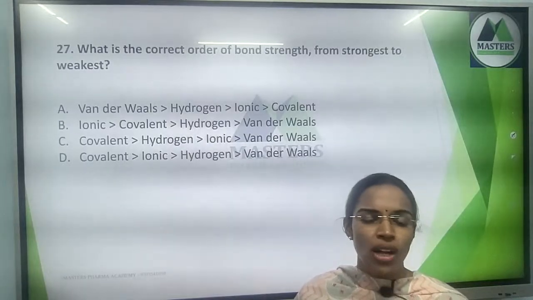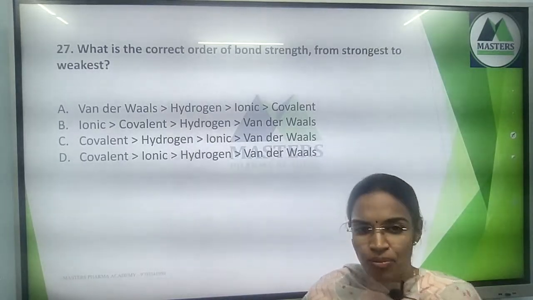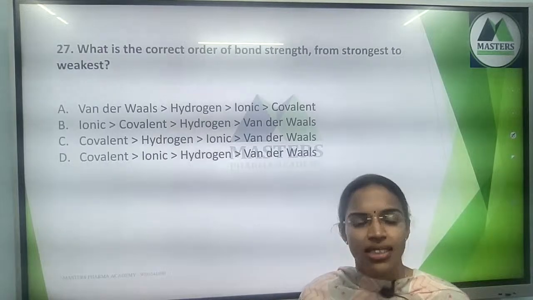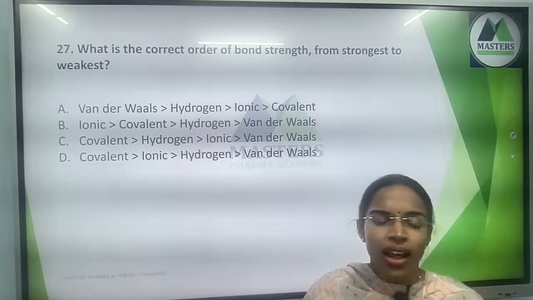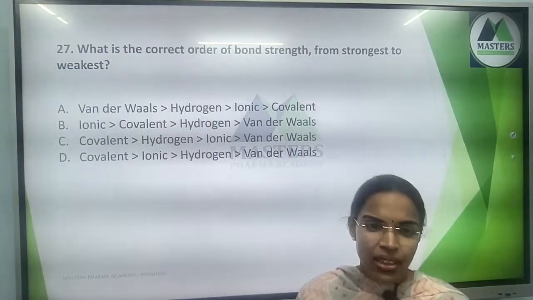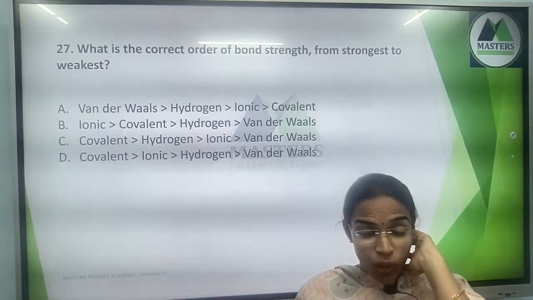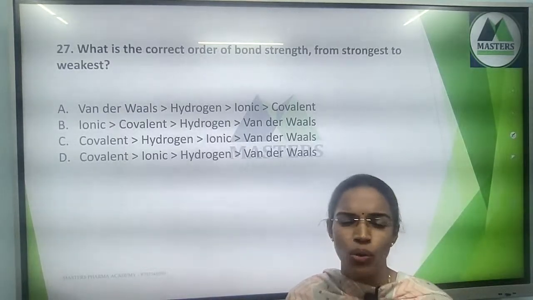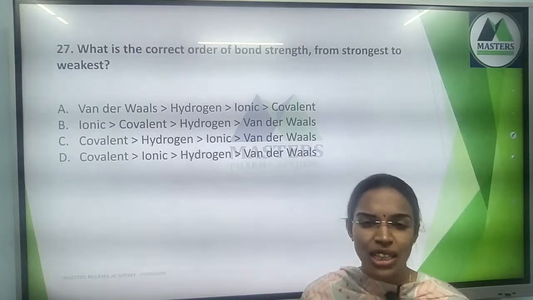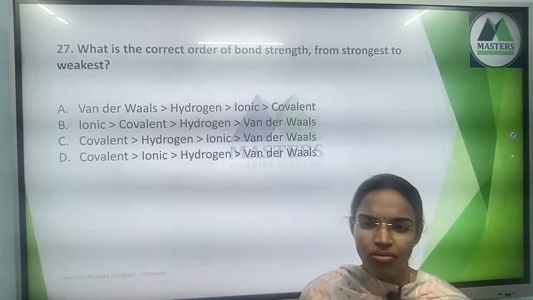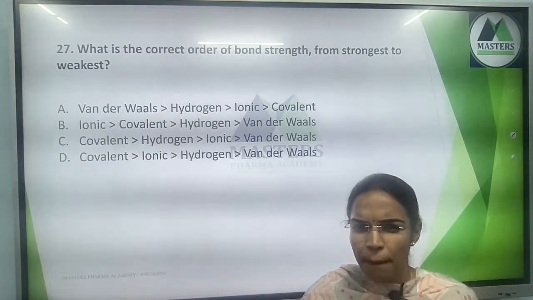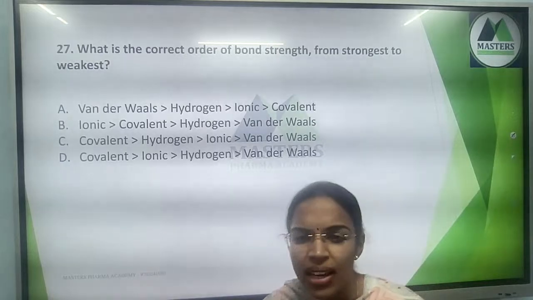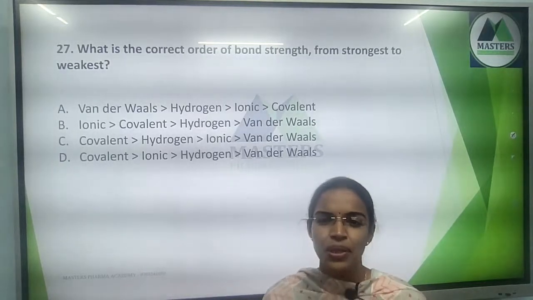Option A, van der Waals, hydrogen, ionic, covalent. B, ionic, then covalent, then hydrogen, then van der Waals. C, covalent, greater than hydrogen, greater than ionic, greater than van der Waals. And D, covalent, greater than ionic, greater than hydrogen, greater than van der Waals. Which is the right answer?